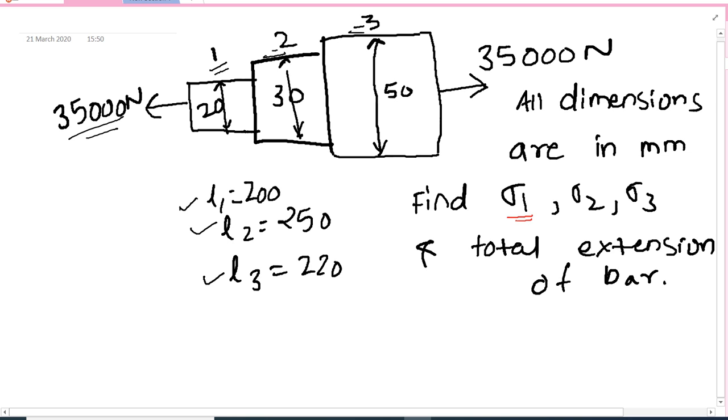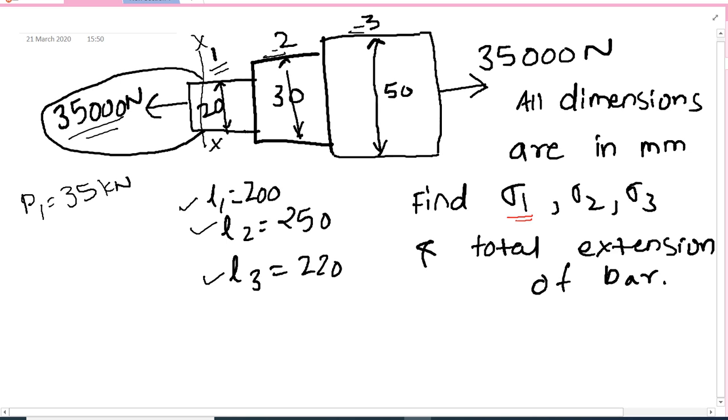To find the stress in the first section, if I draw a section XX, what is the load on this section from either side? We can check that from either side there is only one load, that is 35 kilonewton. So the load on this, P1, I can say is 35 kilonewton. The same thing on the second section. What is the load on either side? It is only one and the same load, so again 35 kilonewton, and the same for the third, it is 35 kilonewton again.